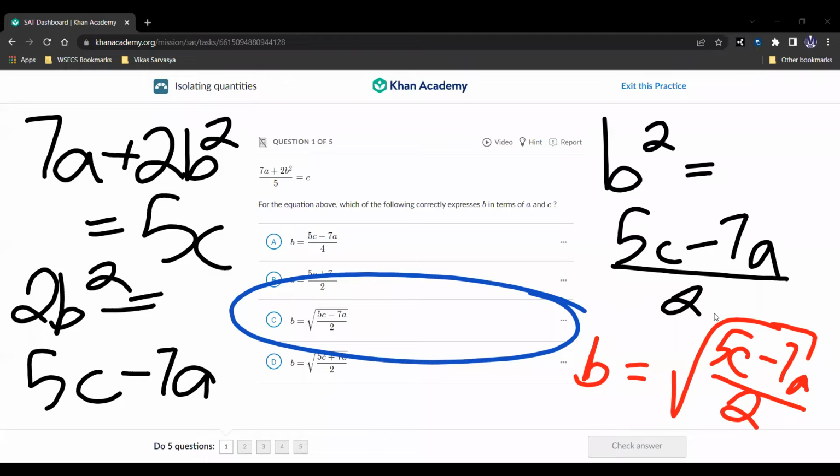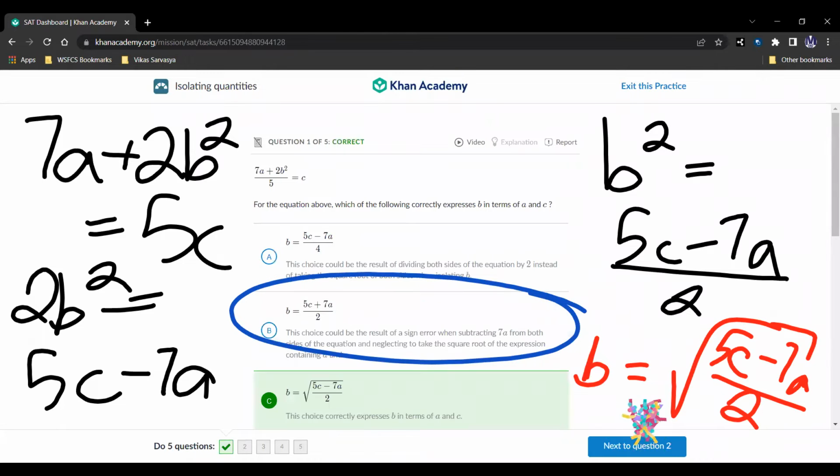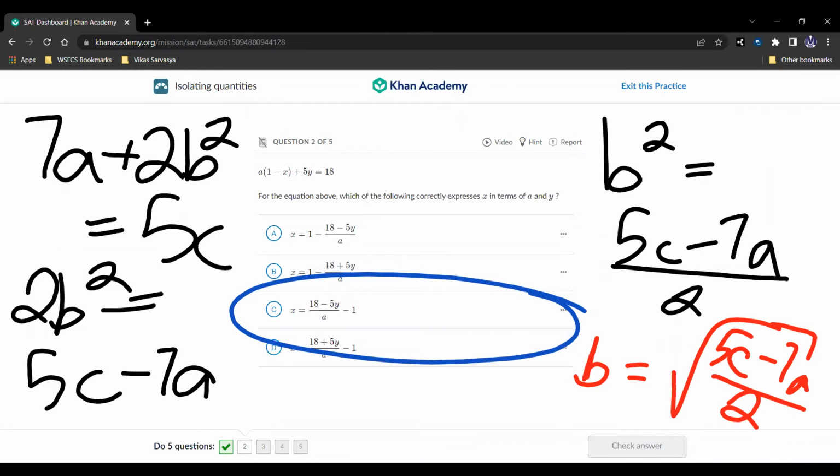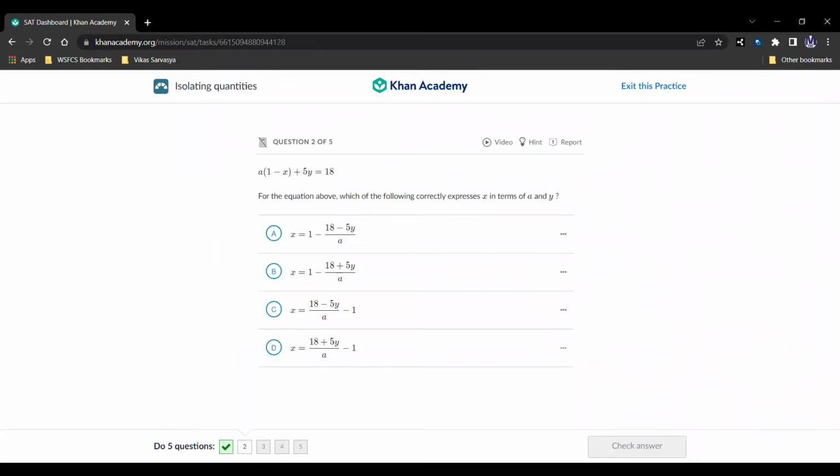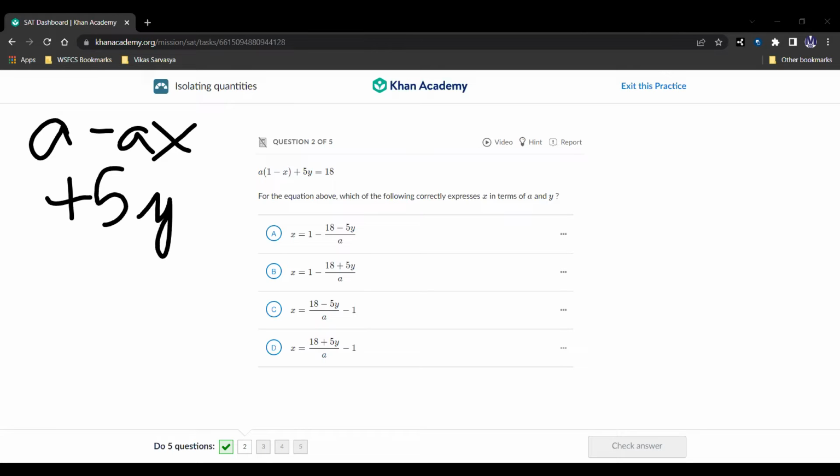Let's keep going. All right, the next question, question 2, and let's see what it is. a times (1 minus x) plus 5y equals 18, and we need to express x in terms of a and y. All right, so we can expand this out to get a minus ax plus 5y equals 18.